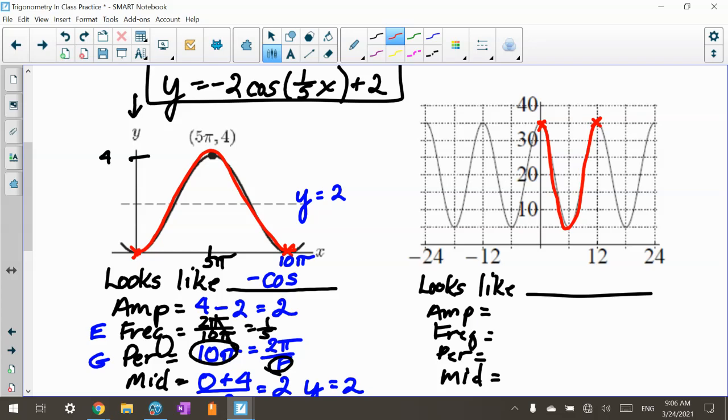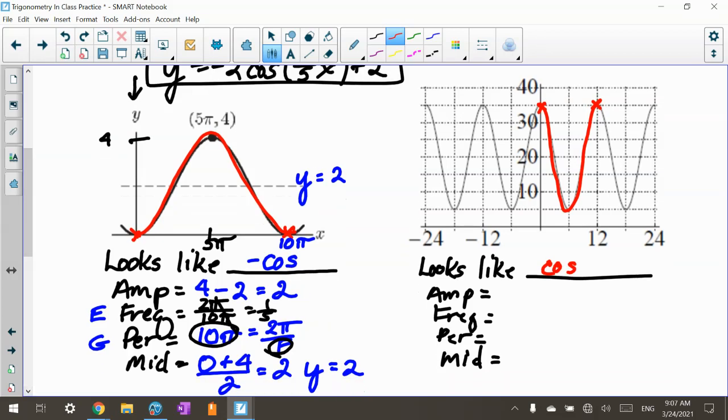And I see that this looks like the middle, I think, but we'll figure that out in a minute. So it's not starting at the middle, so it's not sine or negative sine, and this one starts high, so this looks like cosine. Okay. First thing I do is the midline. I take the high, which is 35, plus the low of 5, and divide it by 2. It's like an average. 40 divided by 2 is 20. So y equals 20 is my midline.